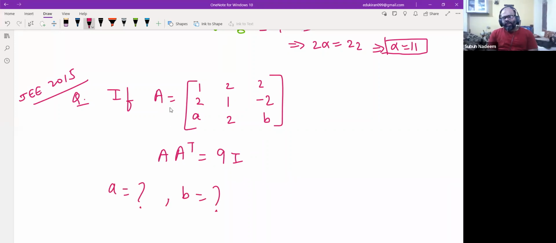So here you can see what is given, A is given, and you can find its transpose also, interchanging row and column. That is what we do in transpose. So find its transpose and multiply them, A and A transpose, and equate it to 9I. 9I will be basically identity matrix multiplied with 9. So it would be something like this. So just try it once and then try to find the value of a and b.